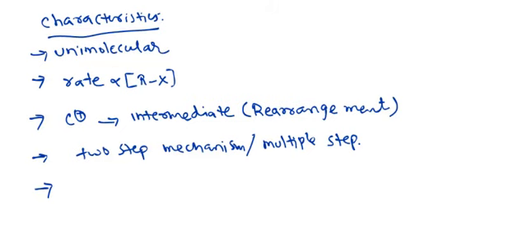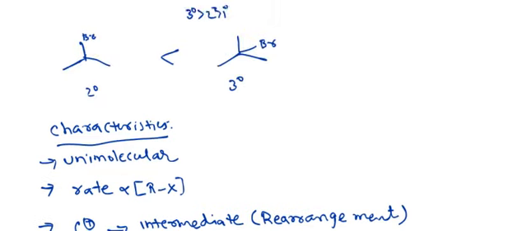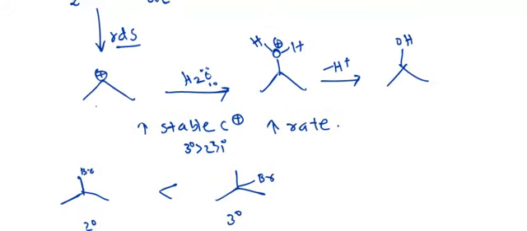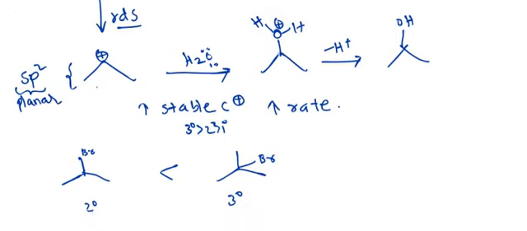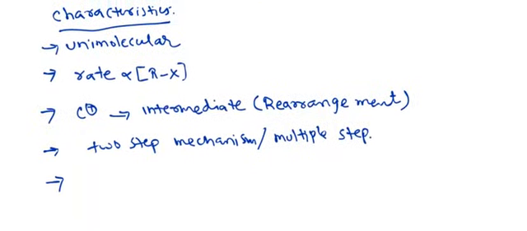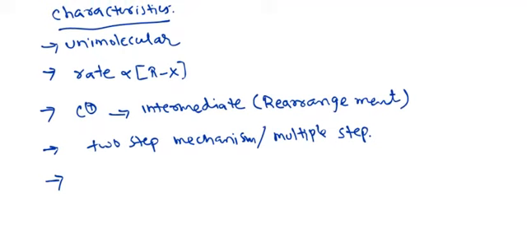Now try to understand one more thing here. The carbocation is forming, and its hybridization is sp2. sp2 means it is planar. So the nucleophile can attack this carbocation from above the plane and below the plane, so two types of products we can get. We will see that with an example.